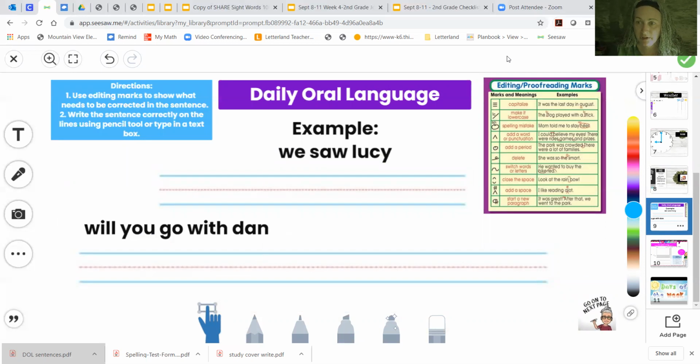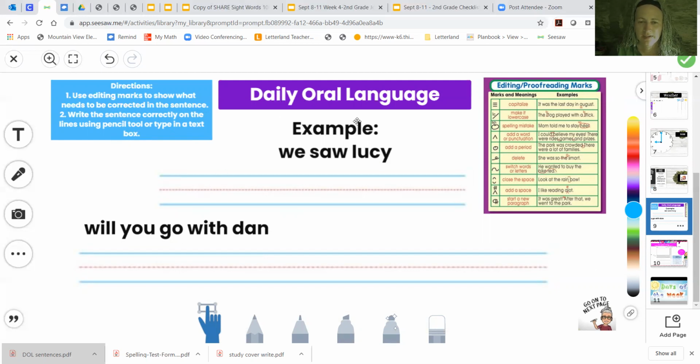Now this is something new. We're going to do this together, but eventually you're going to do it on your own. The directions say use editing marks to show what needs to be corrected in the sentence. We have an example, and then you're going to have one to do for yourself. Write the sentence correctly on the lines using the pencil tool or type it in a text box. I'm going to show you both ways.